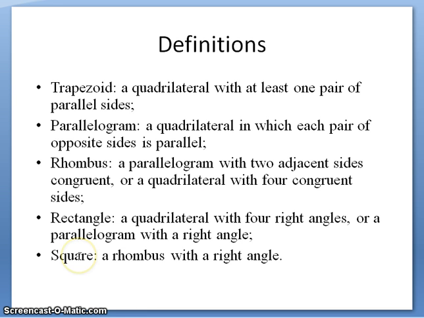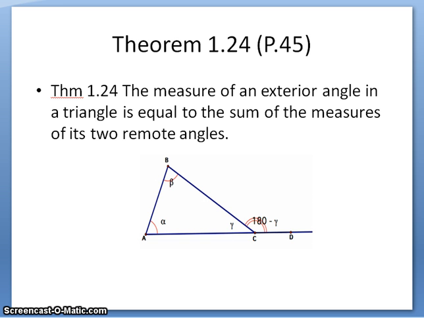So the square is a rhombus with a right angle. So we need to prove, first of all, it's a rhombus, which means two adjacent sides are congruent, and also we need to show there is one right angle. So two things. And now let's look at 1.24.